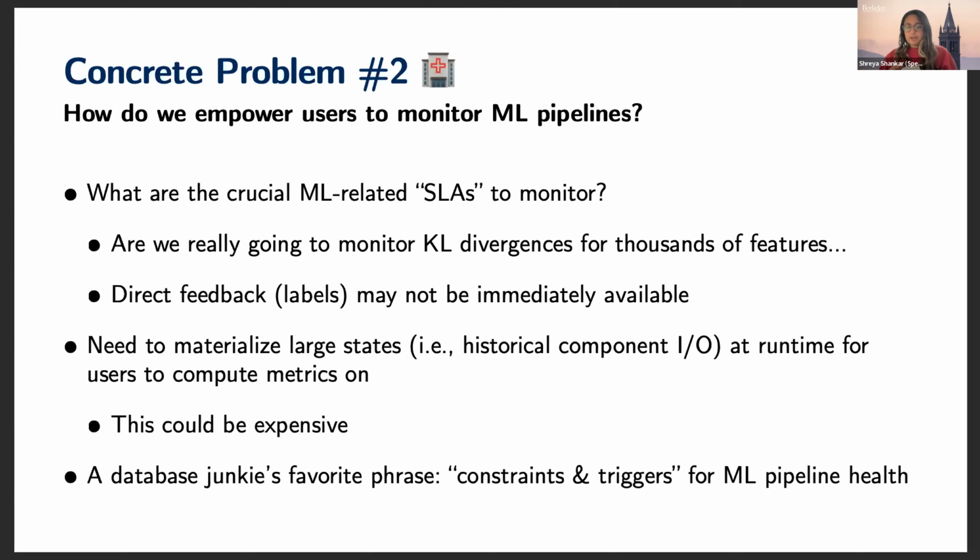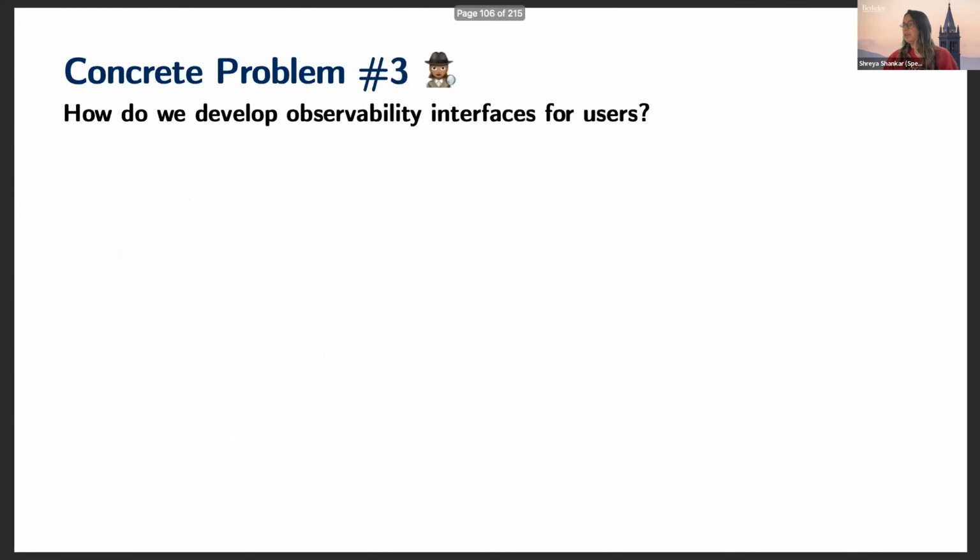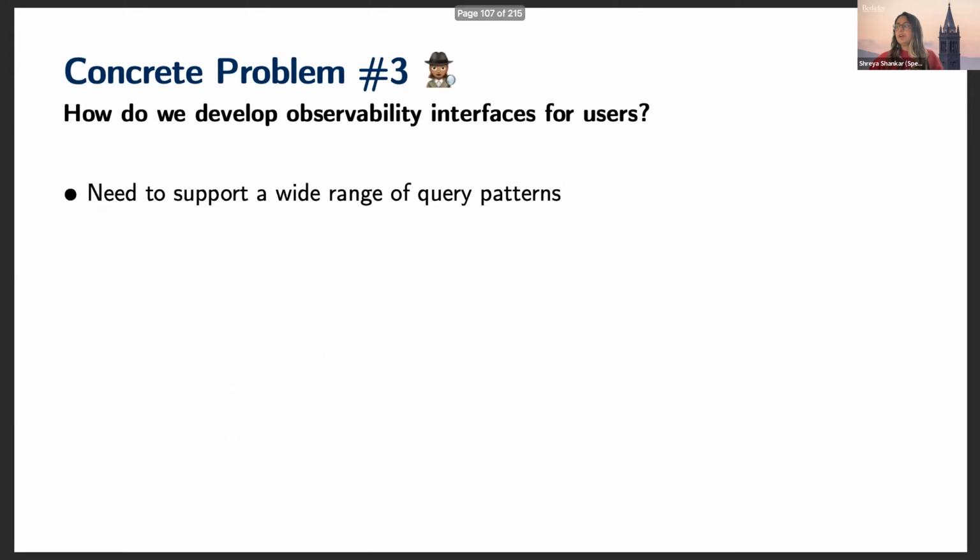The way that I like to think about it as a databases PhD student is: what are the accurate constraints and triggers for ML pipeline health? And how do you empower people to encode this well? And then finally, I touched a little bit on this before when I talked about interfaces for the first time. How do we even develop the interfaces for developers?